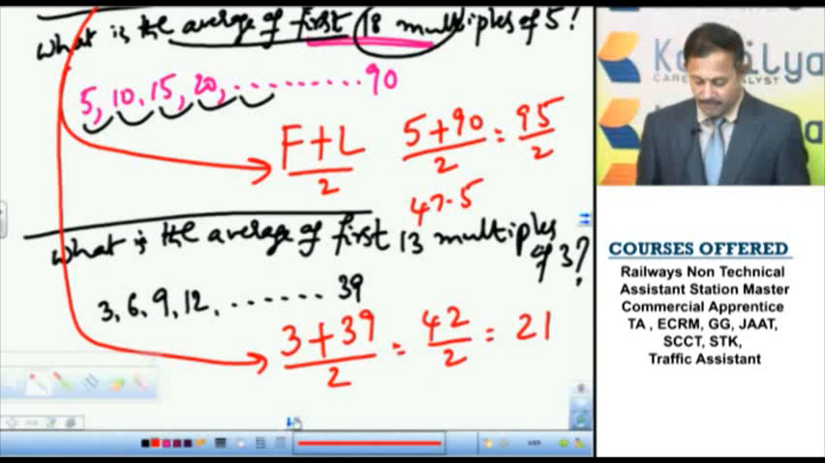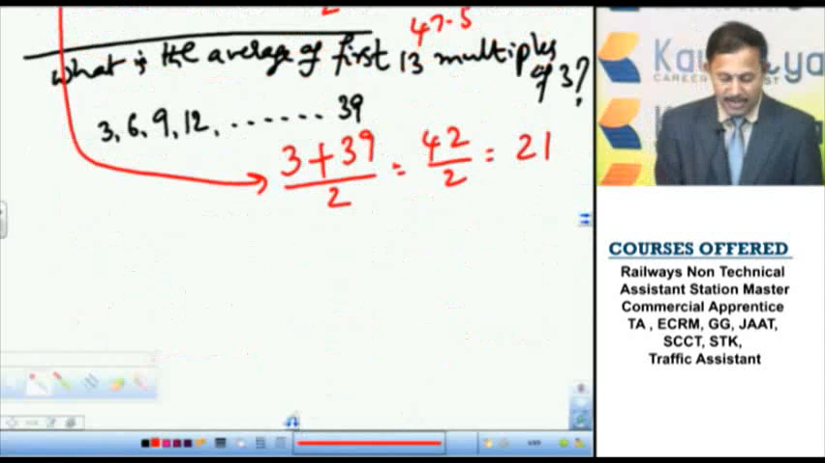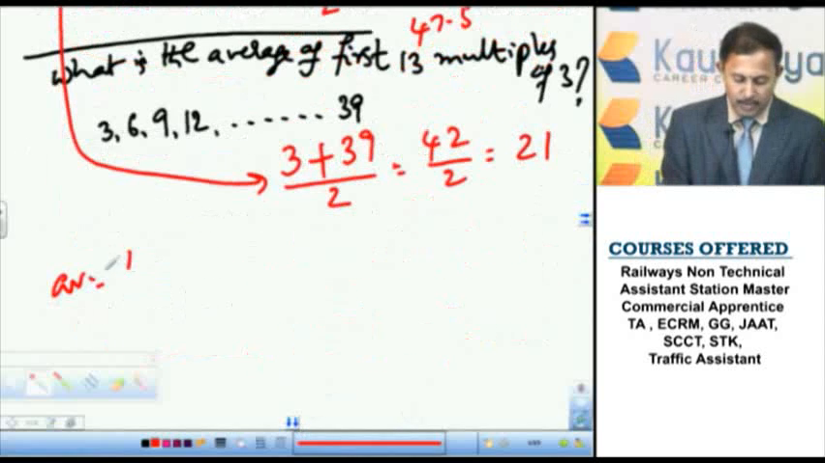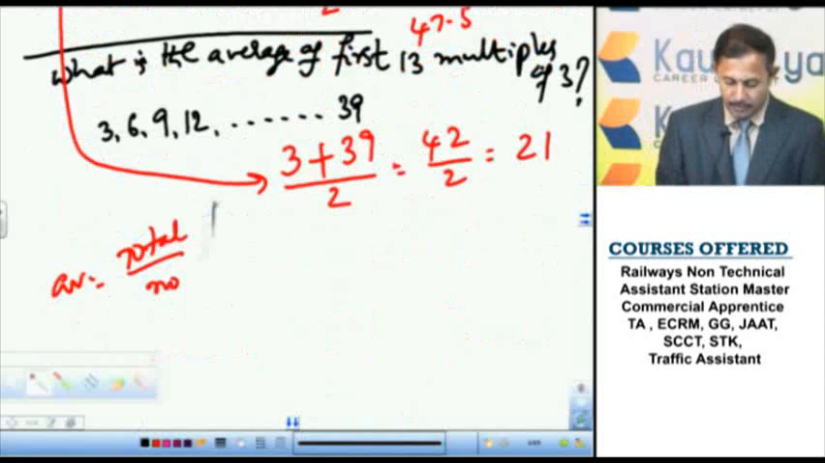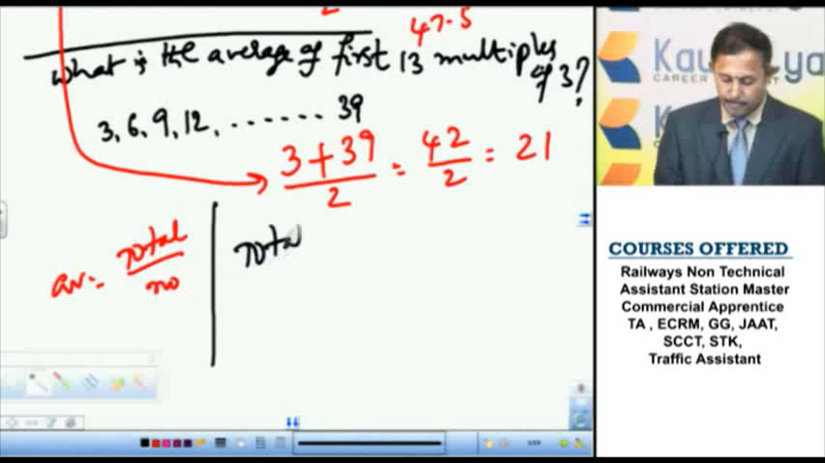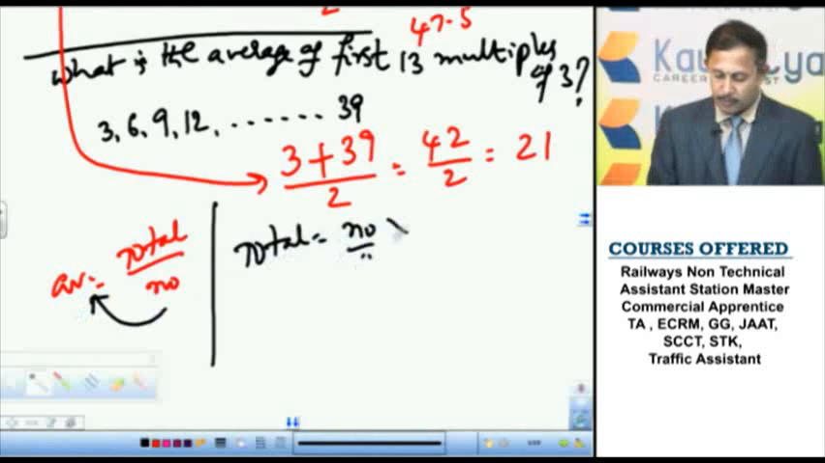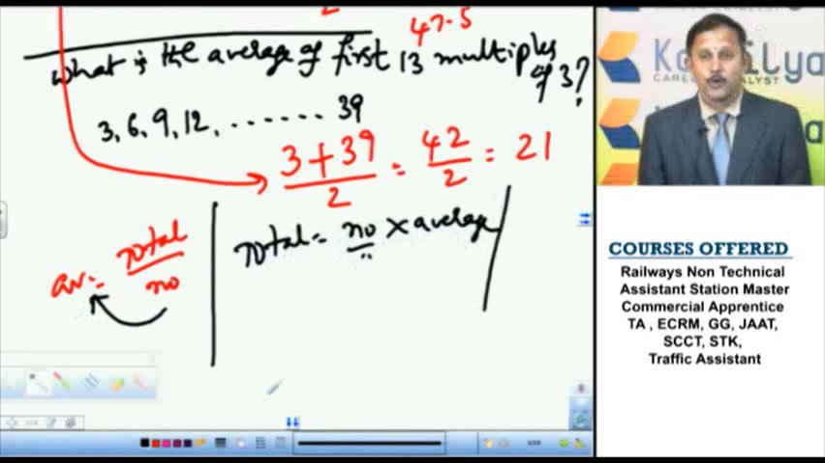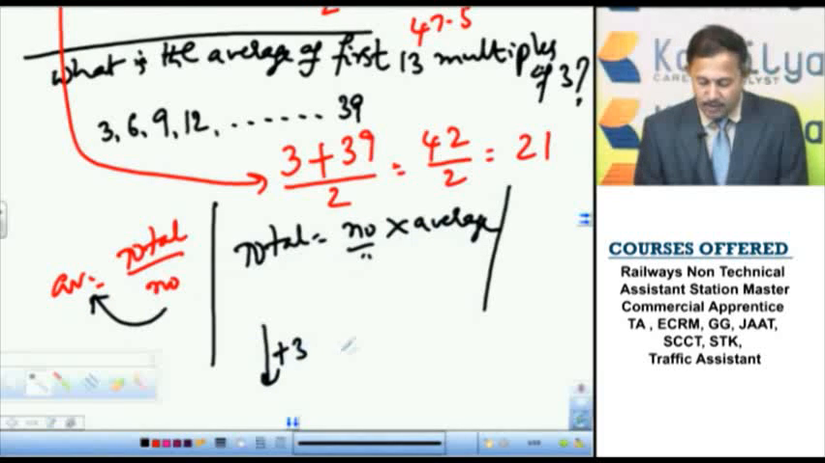So in this concept we have to bring 3 concepts, right? The first one is the formula for average is equal to total by number of elements. And the second formula, total is equal to number into average. Third one, in a group of elements, if each element is increased by 3, average also increases by 3.